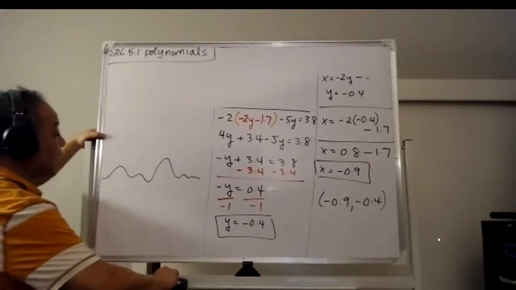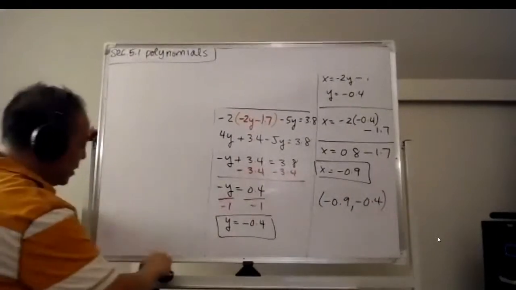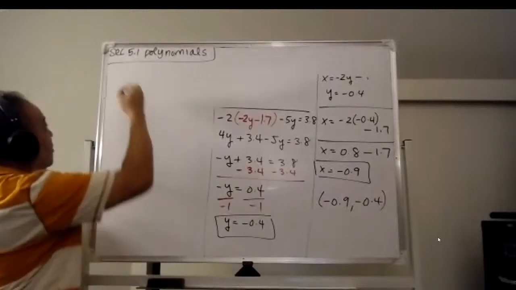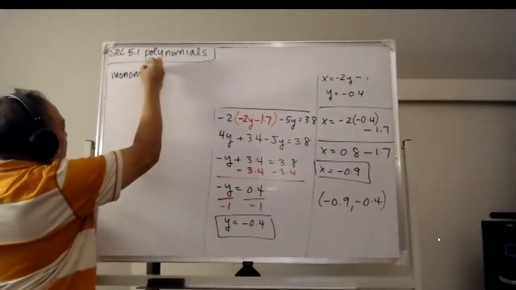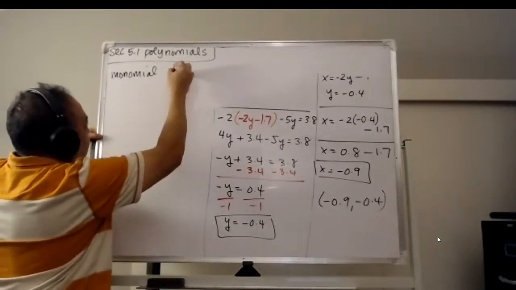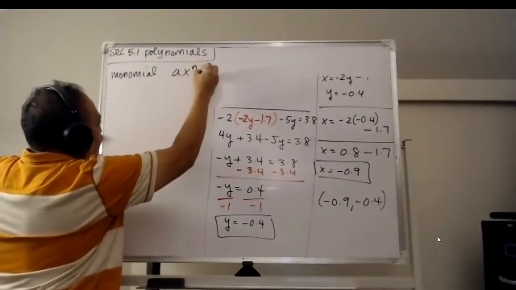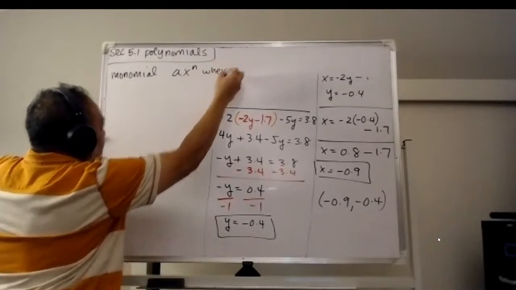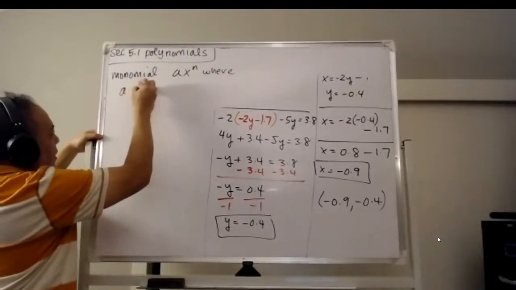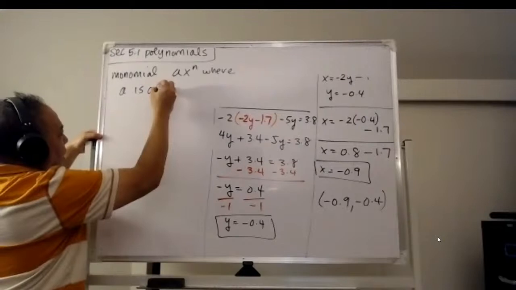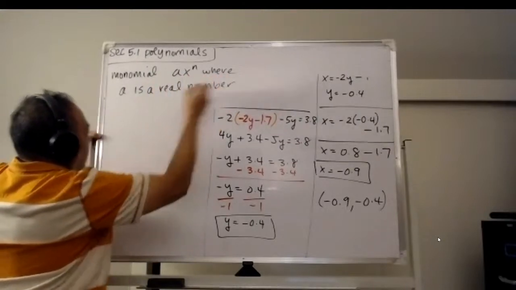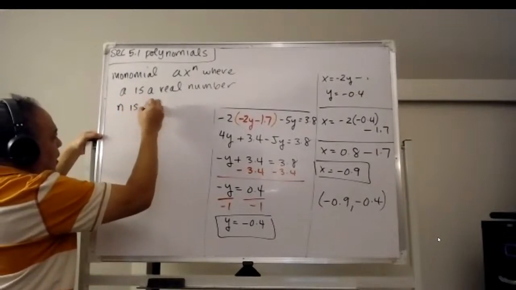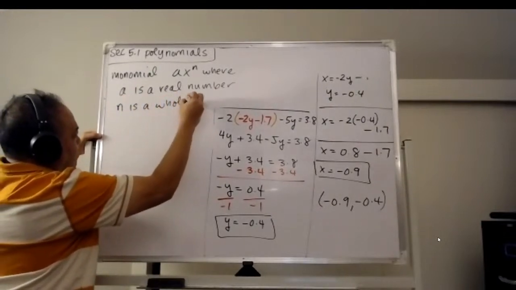Now, what a polynomial looks like, well, let's actually start with a monomial. A monomial looks like a x to the n, where a is a real number and n is a whole number.